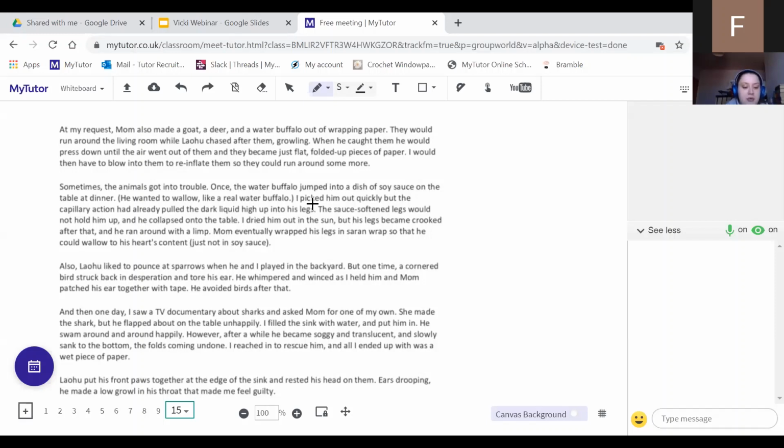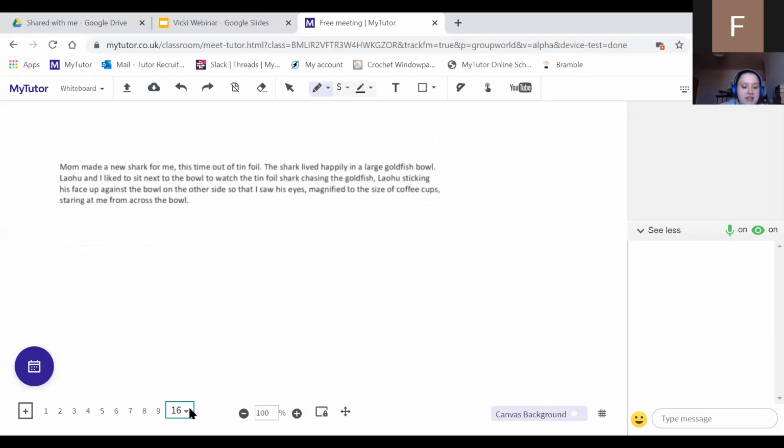Leo put his front paws together at the end of the sink and rested his head on them, ears drooping. He made a low growl in his throat that made me feel guilty. Mum made a new shark for me this time out of tinfoil. The shark lived happily in a large goldfish bowl. Leo and I liked to sit next to the bowl and watch the tinfoil shark chasing the goldfish. Leo sticking his face up against the bowl on the other side so that I saw his eyes, magnified to the size of coffee cups, staring at me from across the bowl.